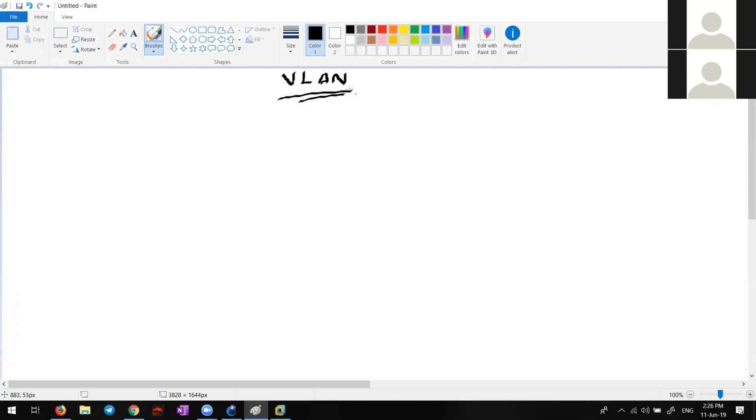There can be two types of models to design a VLAN: end-to-end and local. Design model, okay. Two types of VLAN: one is port-based, the second one is matrix. Correct, sir?